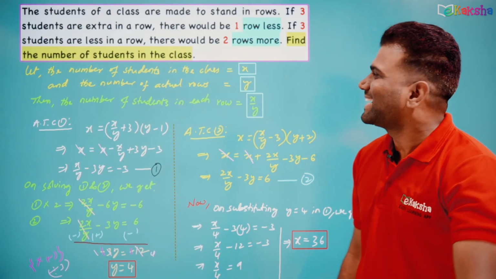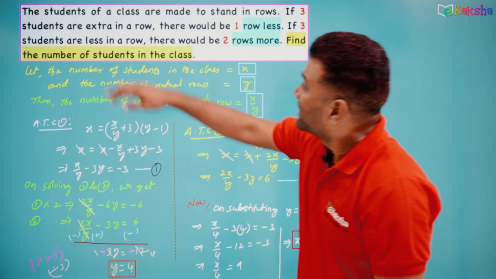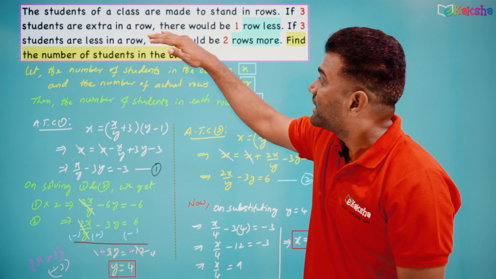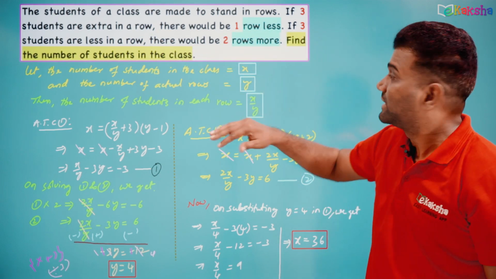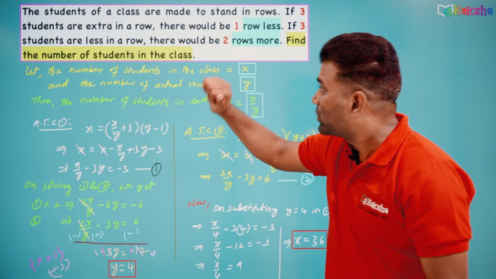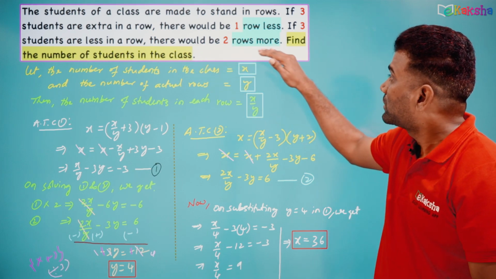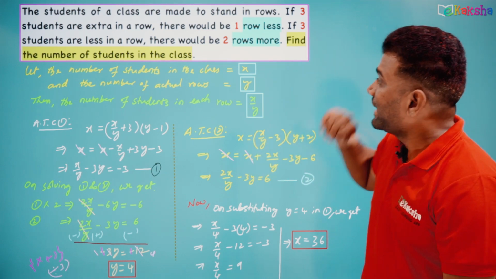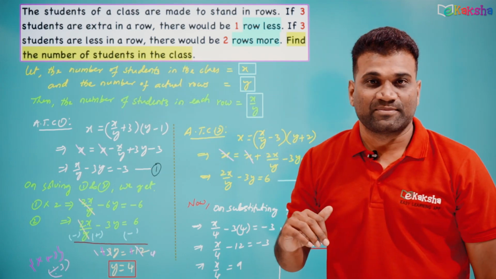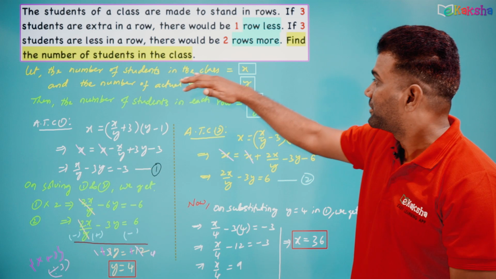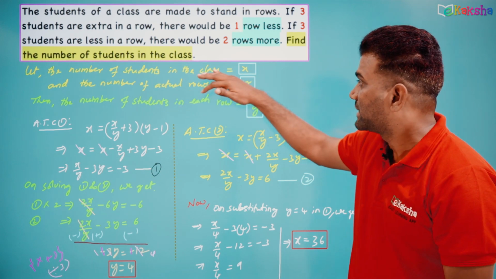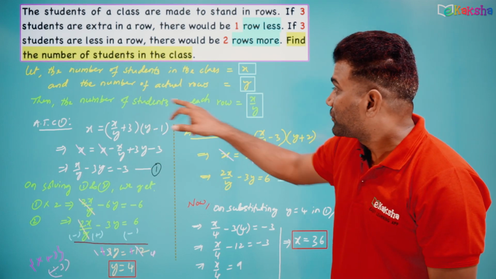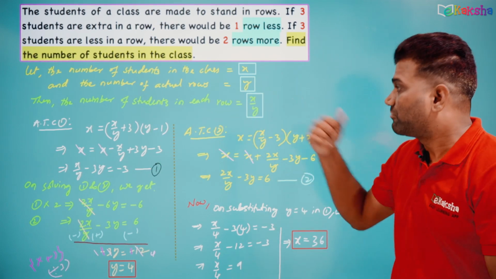Yes? Okay. Here the question is, the students of a class are made to stand in rows. If 3 students are extra in a row, there would be 1 row less. If 3 students are less in a row, there would be 2 more rows. There would be 2 rows more. Then find the number of students in the class. Okay, we don't know how many there are. So we have assumed with x, number of students in the class are x, and number of actual rows are y. The number of students in each row are x upon y.